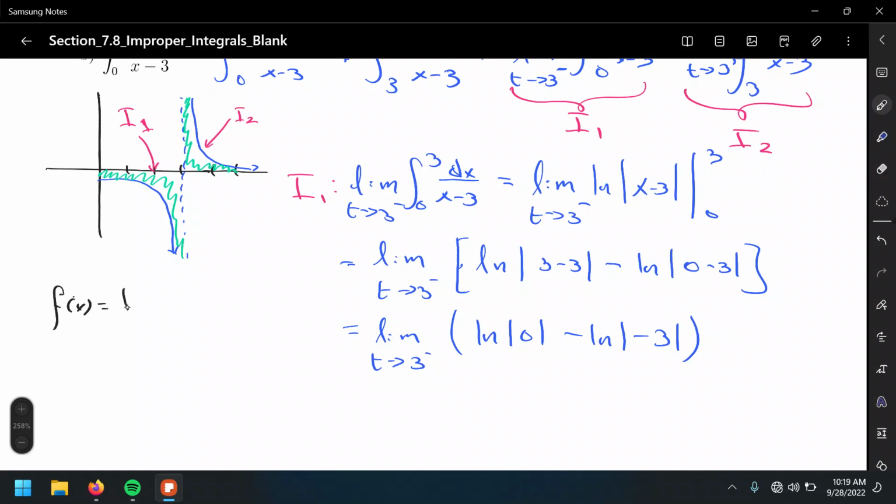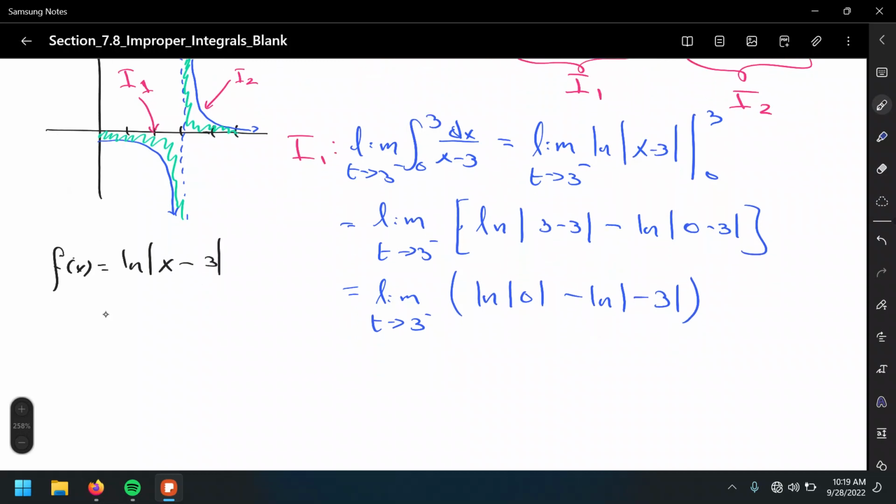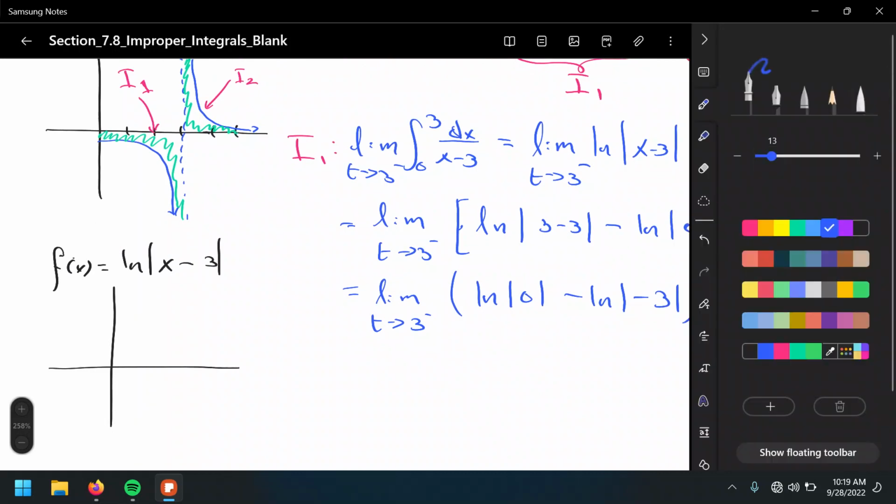f of x equals ln of absolute value of x minus 3. Alright, so in this case we can do the graph right here. We have a vertical asymptote for the natural log function. So usually this is represented the following way. Usually the graph of natural log looks like this. However, because we have absolute value bars over here, this means that this function can also take negative values, but also that means we're going to get the other side of the graph.